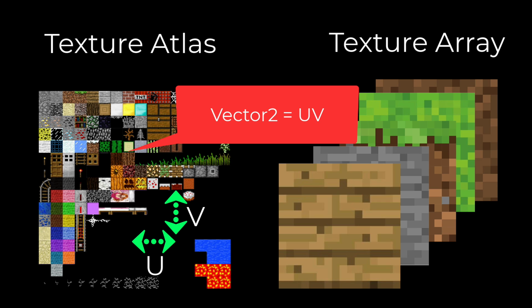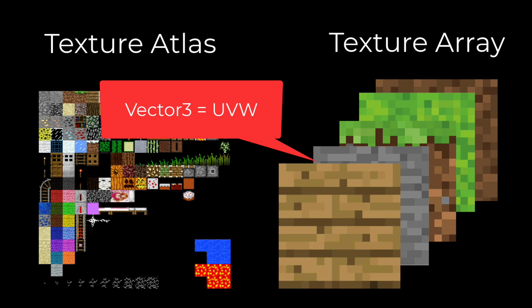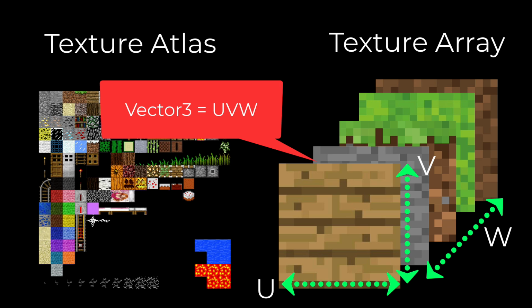With texture arrays, we work in three-dimensional textures such that the X and the Y values, or the U and the V values, I should say, don't actually change at all. They stay the same. What changes is the W value. And you can see from this image here that a texture array is actually made up of a stack of images.